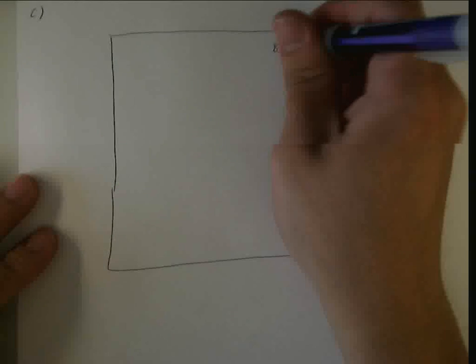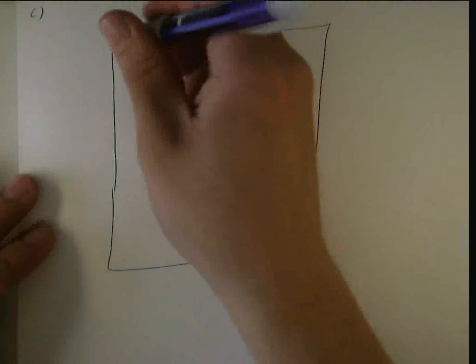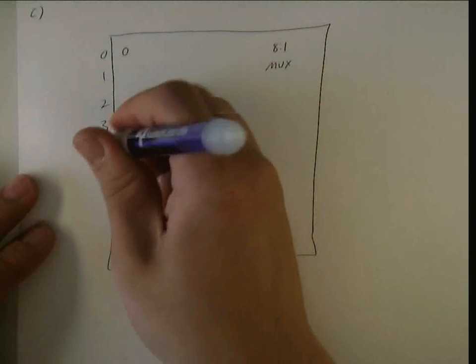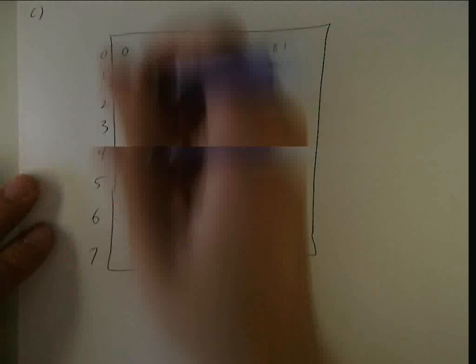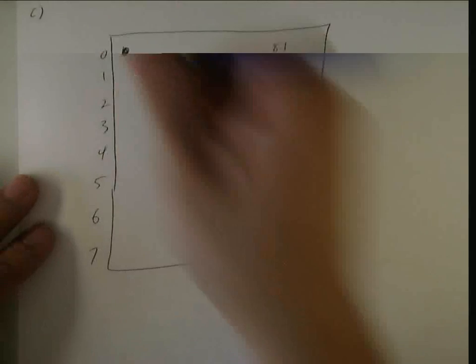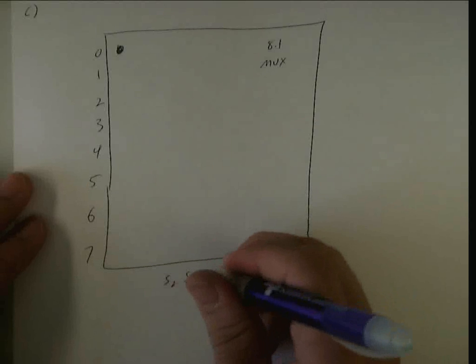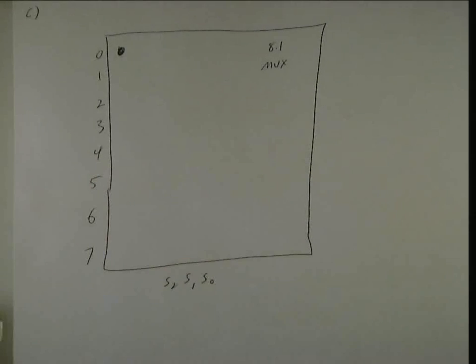So 8 to 1 mux. And it's going to have inputs 0. Oh, sorry, I'm going to put those on the outside. 2, 3, 7. I'm going to cross this off really quick. I'm going to have inputs S2, S1, S0.